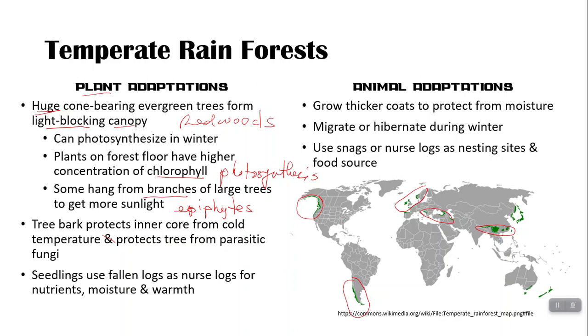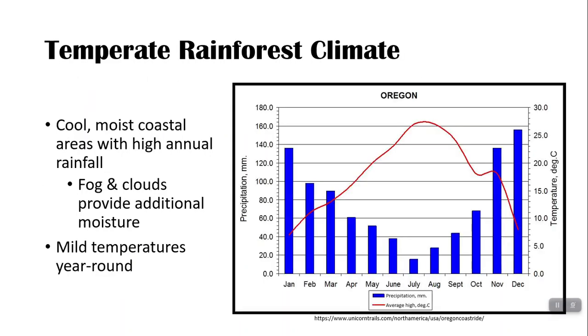The animal adaptations are going to be very similar to those in the taiga and tundra. They're going to be things like thicker coats, except not only to protect from low temperatures, but also just to protect from moisture. These animals also may migrate or hibernate during the winter to deal with a lack of food. Food resources will decrease when it's winter. And these guys will use either snags, which are dead trees, or nurse logs as nesting sites and even a food source.